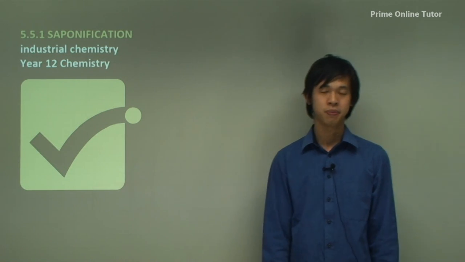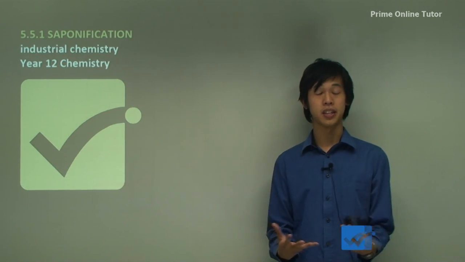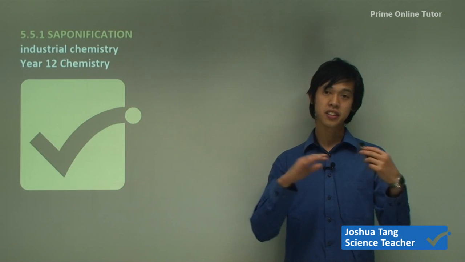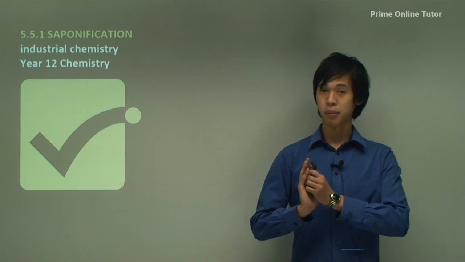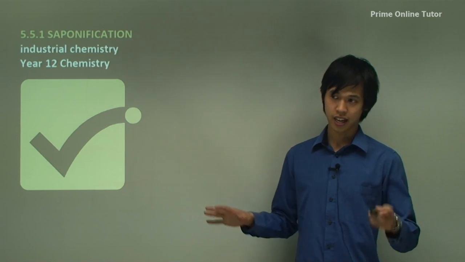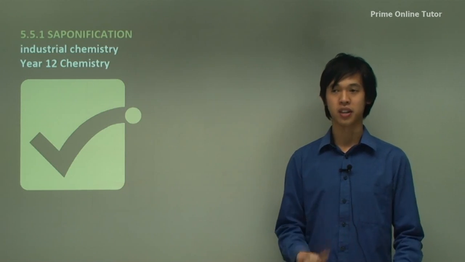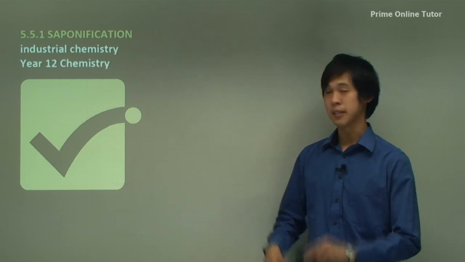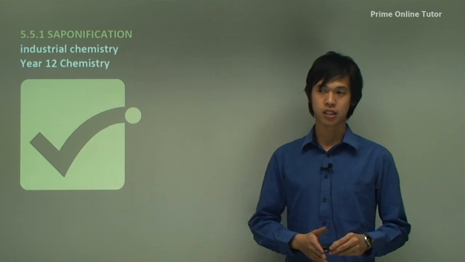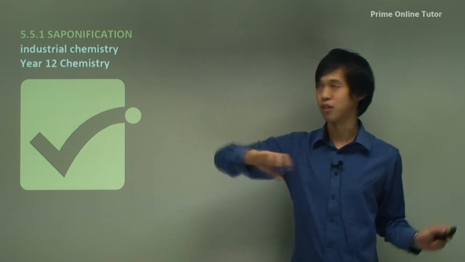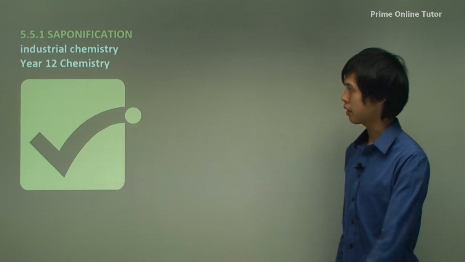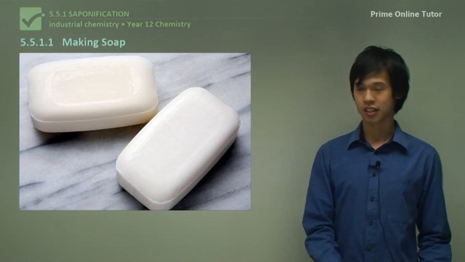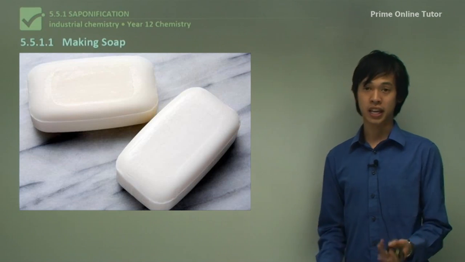Everyone, welcome again. Today's lesson is on industrial chemistry, and the series we're going to start studying now is on saponification. In the previous series we looked at sodium hydroxide production and how we created this product. In this series we're going to see how sodium hydroxide is used to produce soap through the process of saponification. So first, in today's lesson we'll talk about making soap.